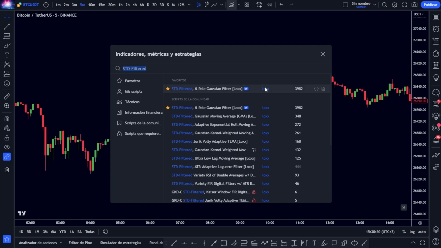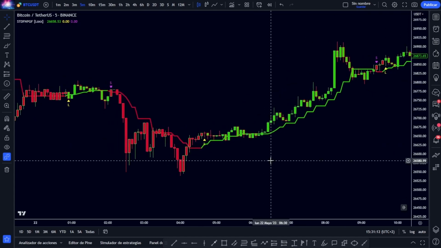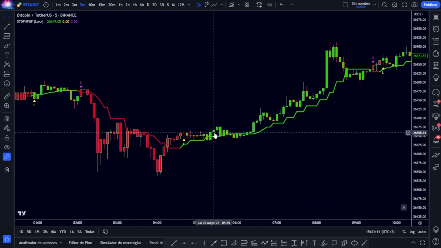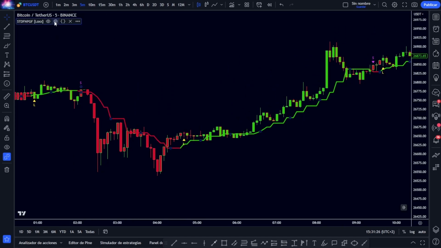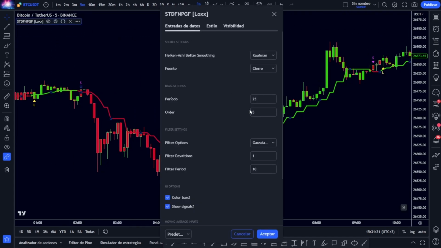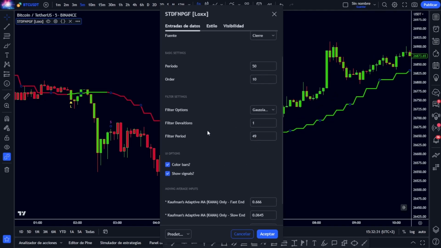Its creator is Lux, and when you apply it you will get something like this. The first thing we notice is that it is able to mark much better those trends, both bearish and bullish, but we are going to make a couple of changes in the data input to make it work much better. The period, we are going to change it from 25 to 50, the order we will raise it directly to 10, and the filter period we will place it in 49, the rest we leave it as it is.